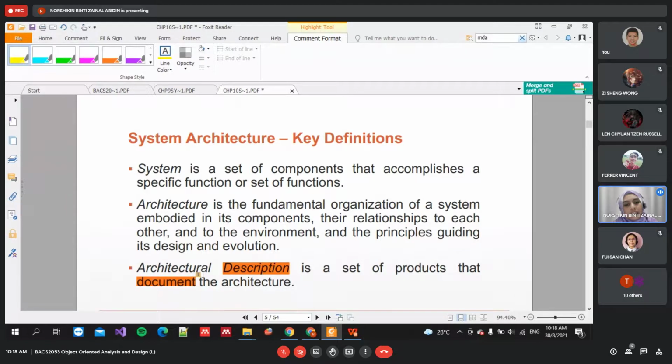And then architectural description. So here I already highlighted description. As you can see, description is the documentation of our architecture. Description is a set of products that document the architecture. So it is actually the documentation of our architecture. Description, so you need documentation. The documentation will include this thing.